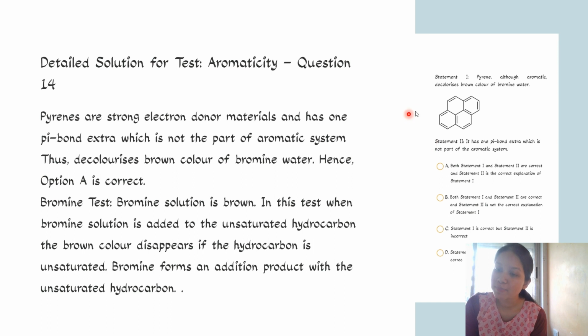So yes, this pyrene molecule has an extra carbon-carbon double bond which is not participating in aromaticity, in turn which decolorizes the brown color of bromine water. So option A is the correct answer for the question.